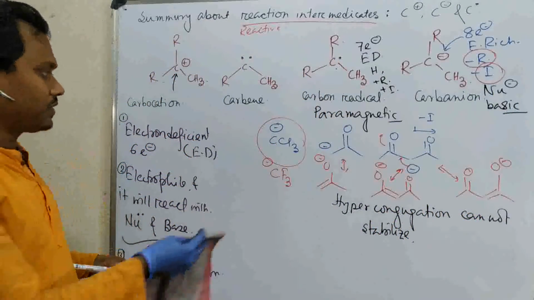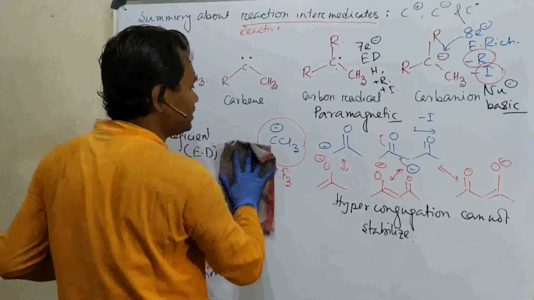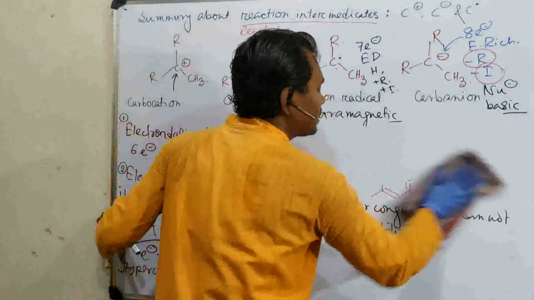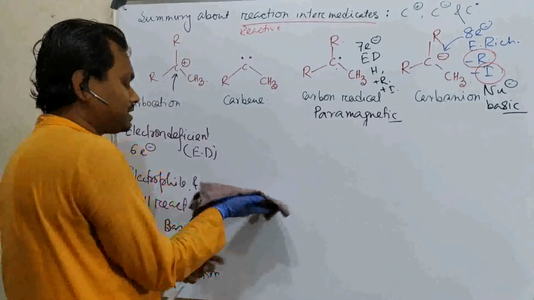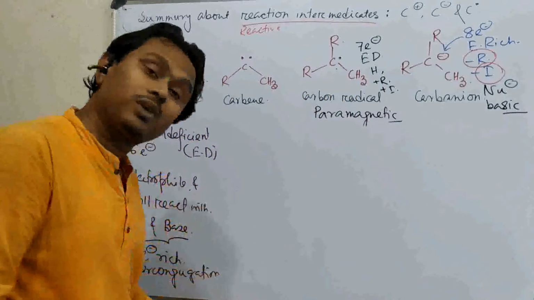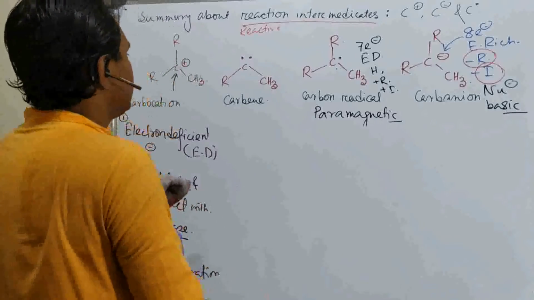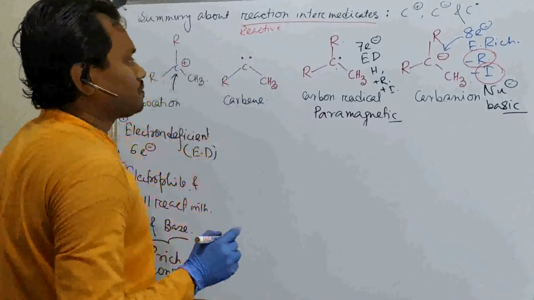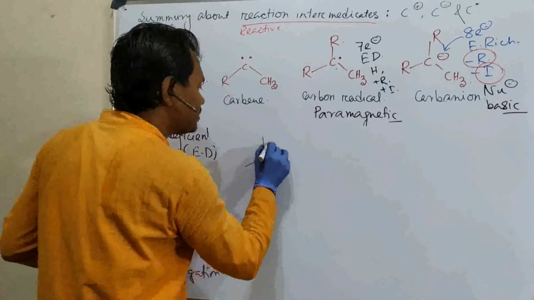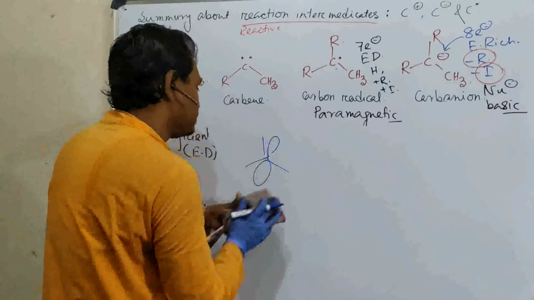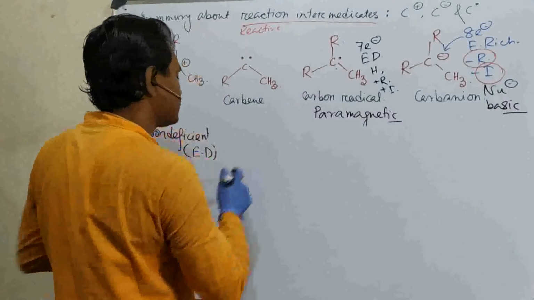The story is different now. Let's discuss a little bit about the carbene. It is another type of reaction intermediate, but it has a difference from the carbocation. Why? See, in both cases, if you see, there are p orbitals. I should write it in this way.